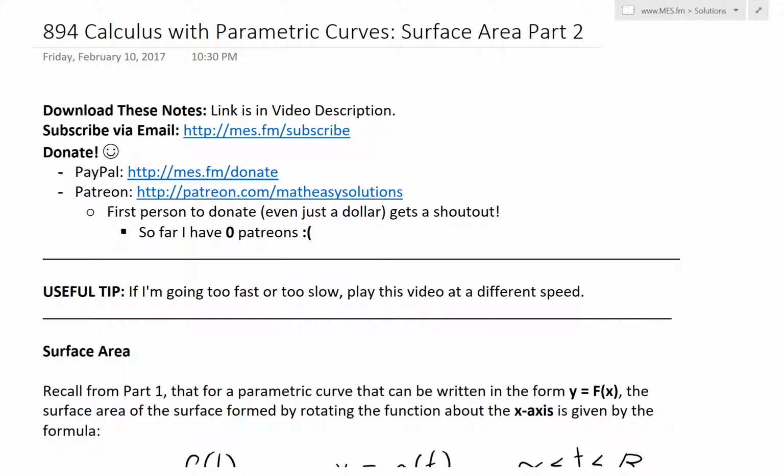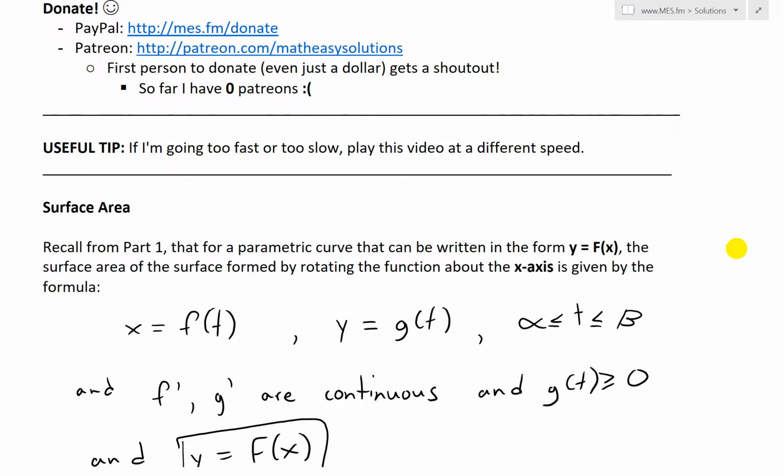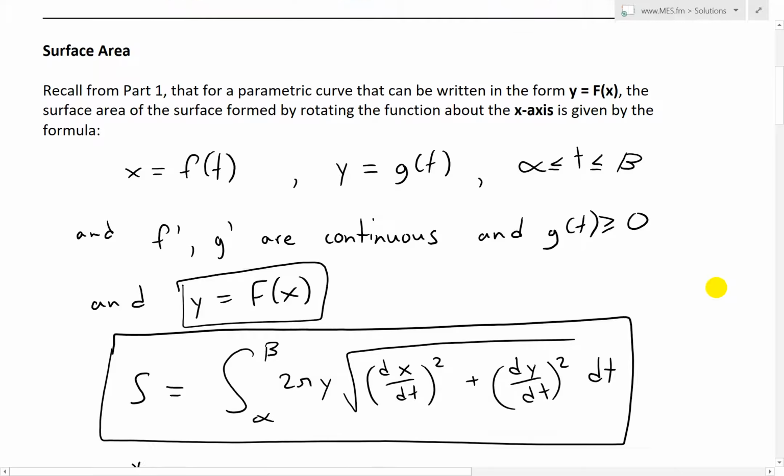To discuss further into calculus with parametric curves, and now look further into surface area and go over part 2 of the proof video. First I'll recap part 1, so make sure to watch it. I'll put the link in the description below.